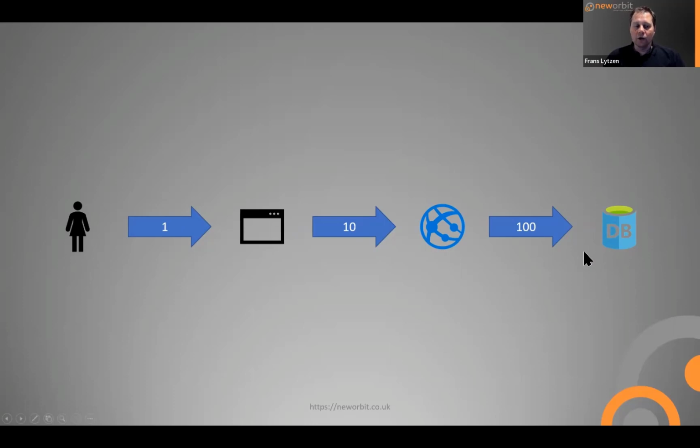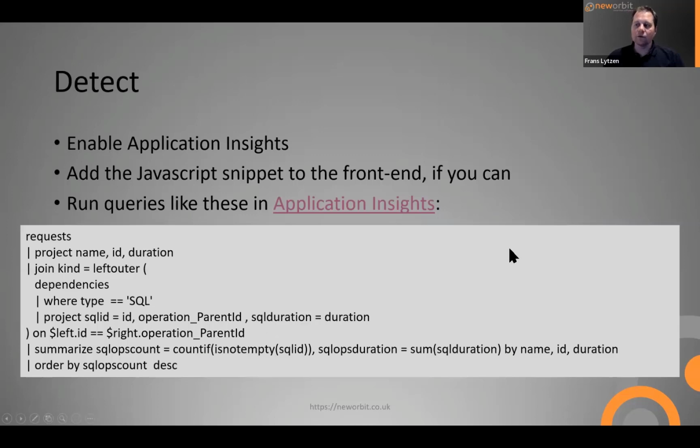And I know you're going to tell me that this doesn't happen in your application. So I dare you to stick Application Insights on your app if you don't already have it. If you can do it, add this JavaScript snippet on the front end that's part of App Insights, and then run this query. This is on my blog. You can find it on there.